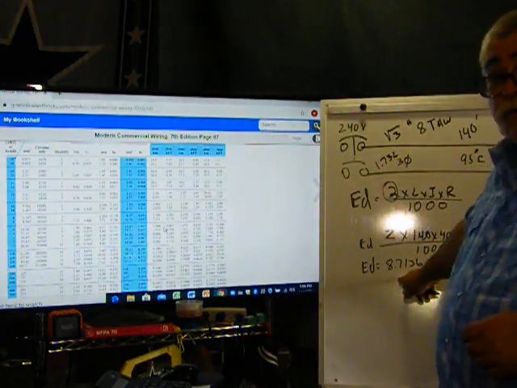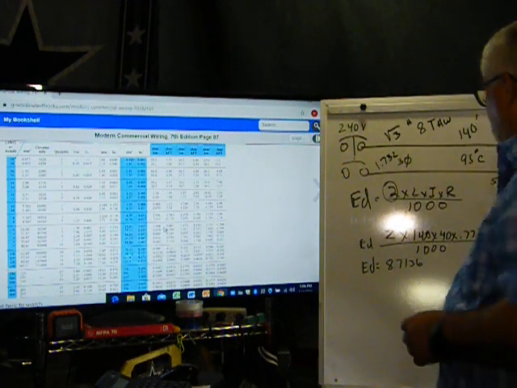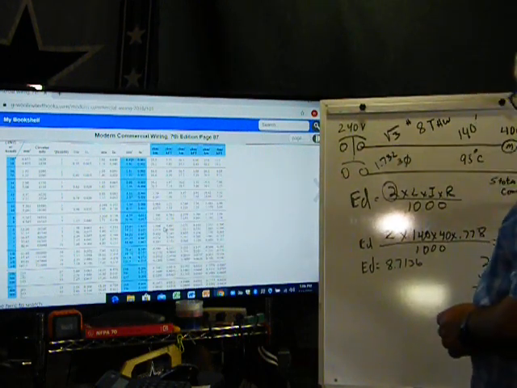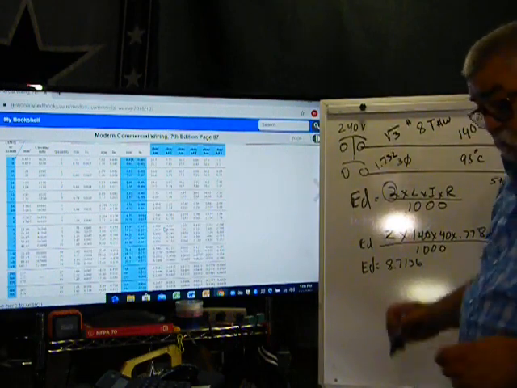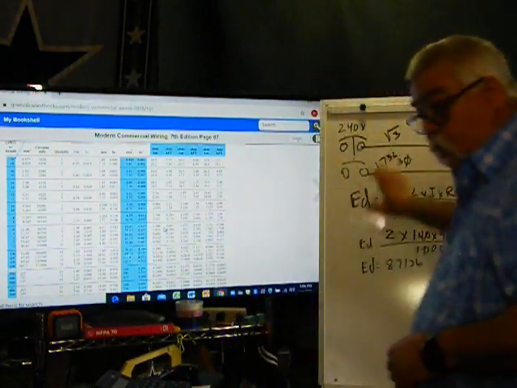Okay, we're losing too much voltage. This is just on the wire being too small. Now, on top of that, we have to do the corrections for the temperature. So obviously we know that wire does not work. Okay, so we did the voltage drop.